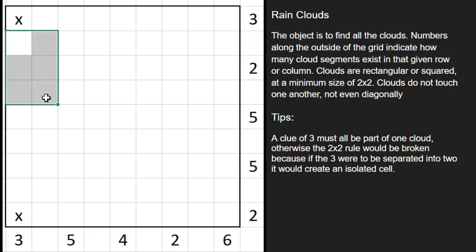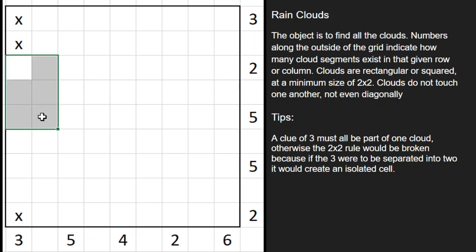If we put the 3 cloud there, it's going to break this 5 clue, because then we couldn't put a cloud there, there, there, there, or there, and there's just not enough spaces here for 5, right? That's only 4. And if we can't go any further, because then we break this 2 clue. And same thing with this cell.